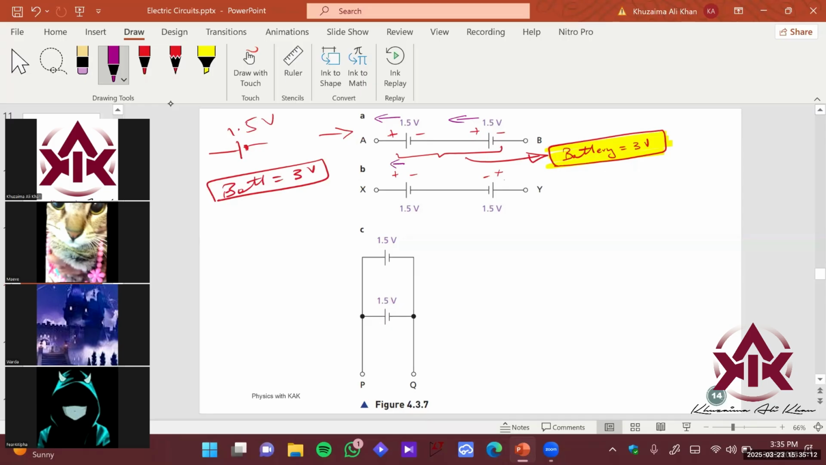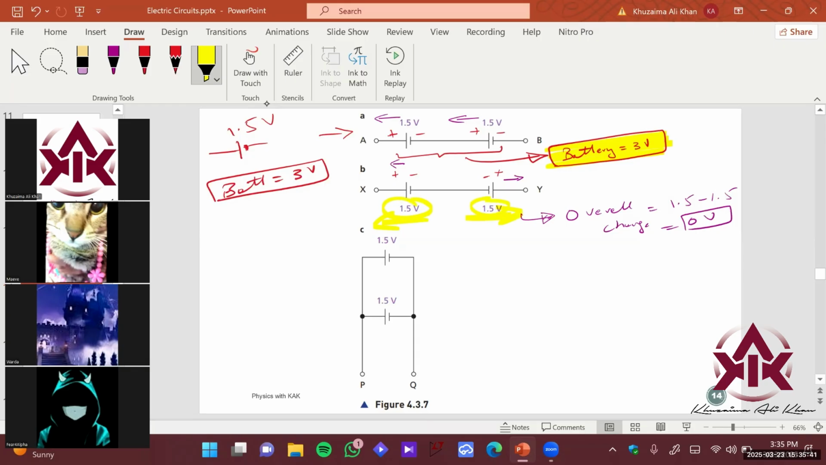This cell is trying to push the charge in this direction, right? So now if you want to find the overall charge of this configuration, it would subtract, right? It would be 1.5 minus 1.5, 0 volts, because they are opposing each other. This is trying to push the charge in this direction, and this is trying to push charge in this direction. So they're opposing their effects, and they have the same potential EMF for each cell.